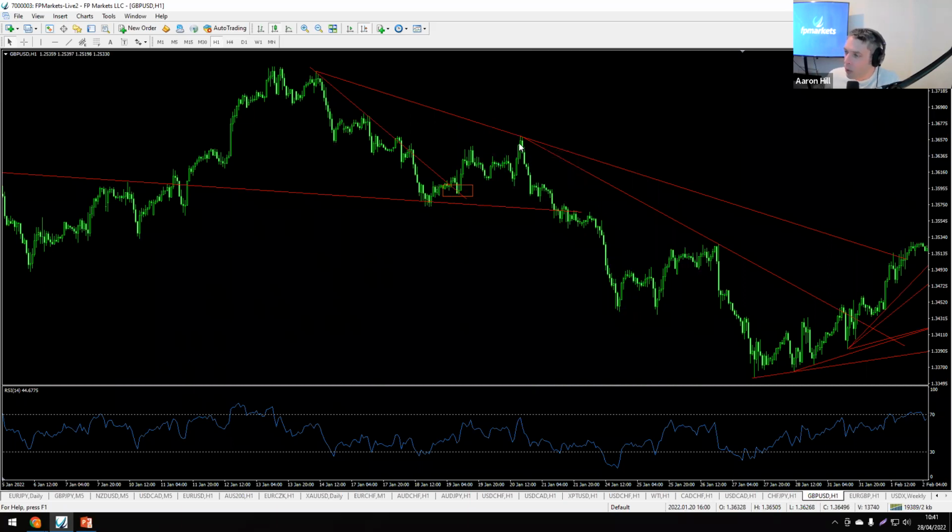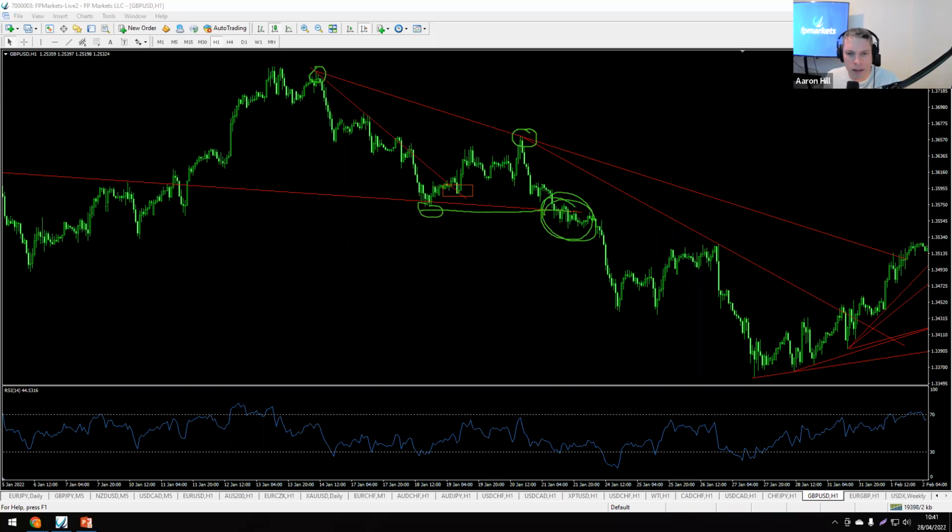So what's happened here? Let me just annotate this. What's happened here is, look, now we've broken the lower low, the key lower low at this point here. We know we're in a downtrend, right? So we can now draw another trend line from this extreme to the most recent lower high.